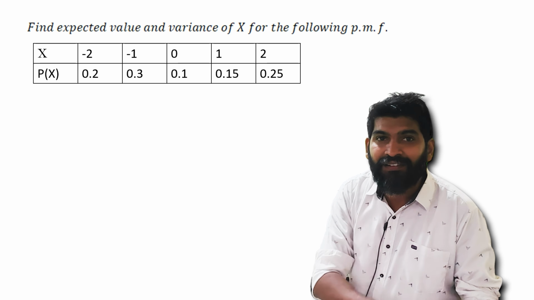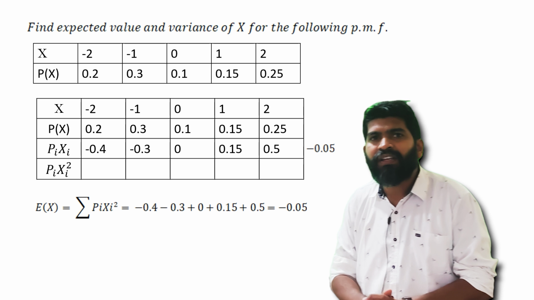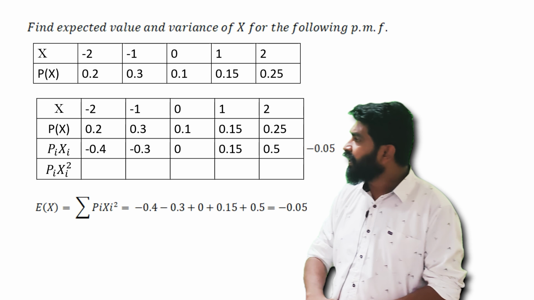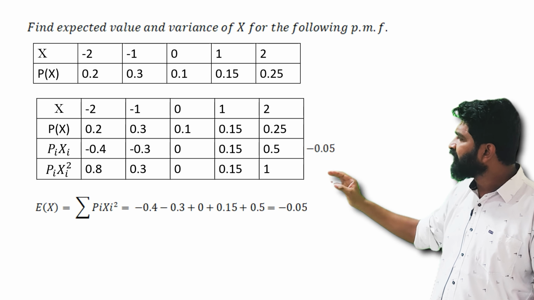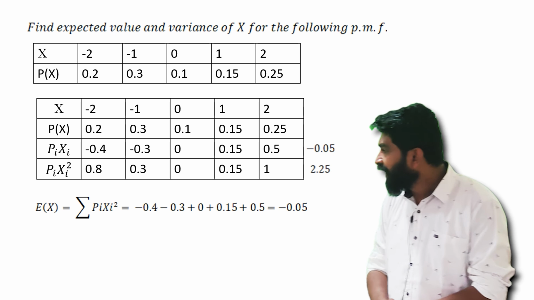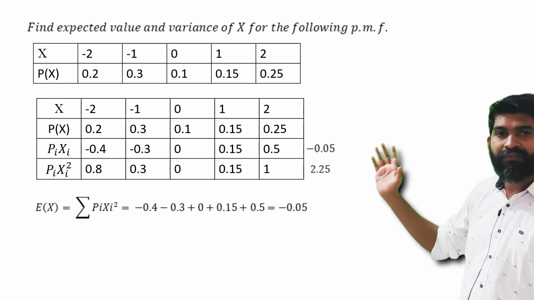Okay. Now to find out the variance or the standard deviation, which means how widely the values are scattered, we need to expand this table further. We need to calculate pi xi square. We need to multiply pi xi with x again. So we will get x square there. So multiplying -0.04 by -2 will get 0.8. And doing this for all the values and taking their addition, we get summation of pi xi square as 2.25.